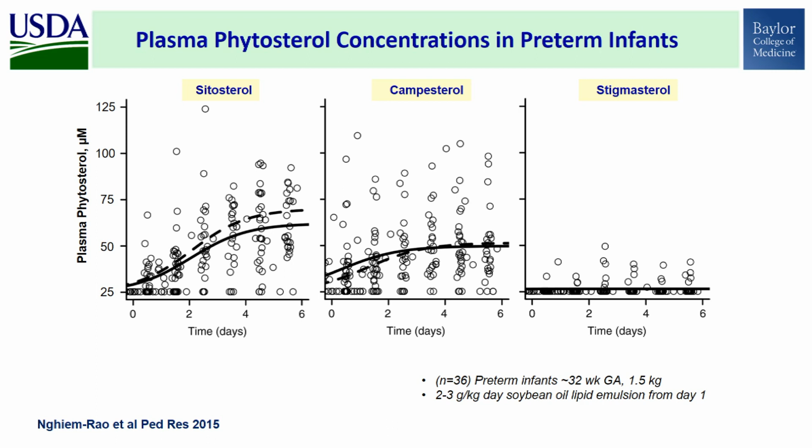This shows data from a more recent study in preterm infants published in 2015, where preterm infants were studied at about 32 weeks of gestation, and these infants were receiving 2 to 3 grams of a soy oil lipid emulsion starting at birth. And you can see over the first week of life, the 3 principal phytosterols shown here in micromolar for sitosterol, campesterol, and stigmasterol increase with time, particularly for sito and campesterol. And what's important to realize is these concentrations increase in the range somewhere between 25 and 75 micromolar. And so this will be important as we look at some of the data from our pig studies.